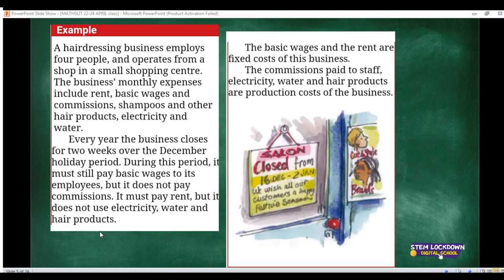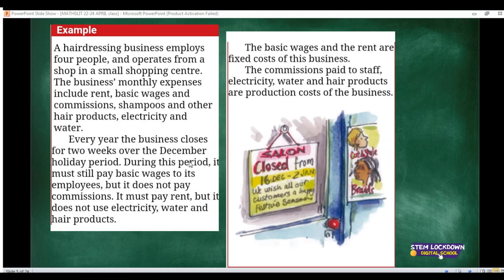So this is now a textbook example of what we've just described. It's trying to break down the production costs and the fixed costs of a business. So this is a hairdressing business, the salon. We know all of them are closed right now. So we'll take the example that they are closed over the December holiday period. And then again, they are closed during the lockdown period. So during this period, the business is not operating. That means no income is being generated for this business. They are not working and they are not getting any income. They are not making any sales. They are not seeing any customers. It is closed, it is shut down, it is locked down.